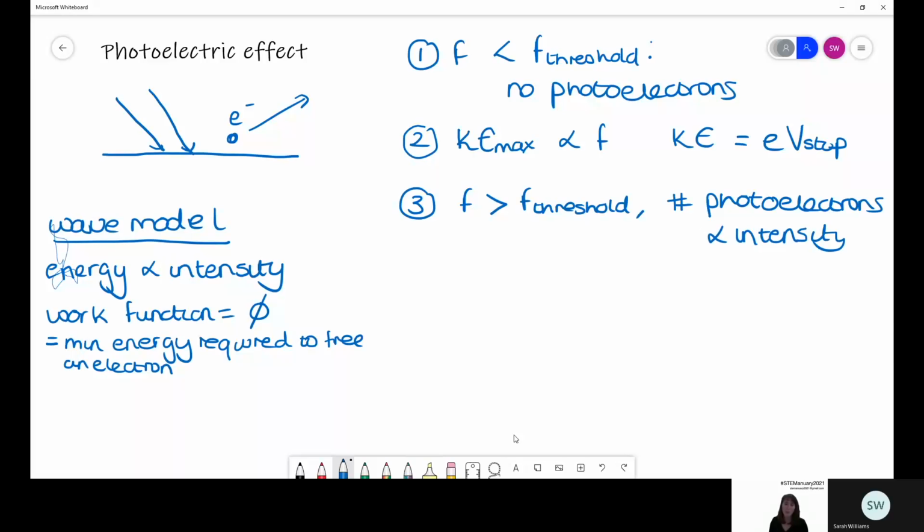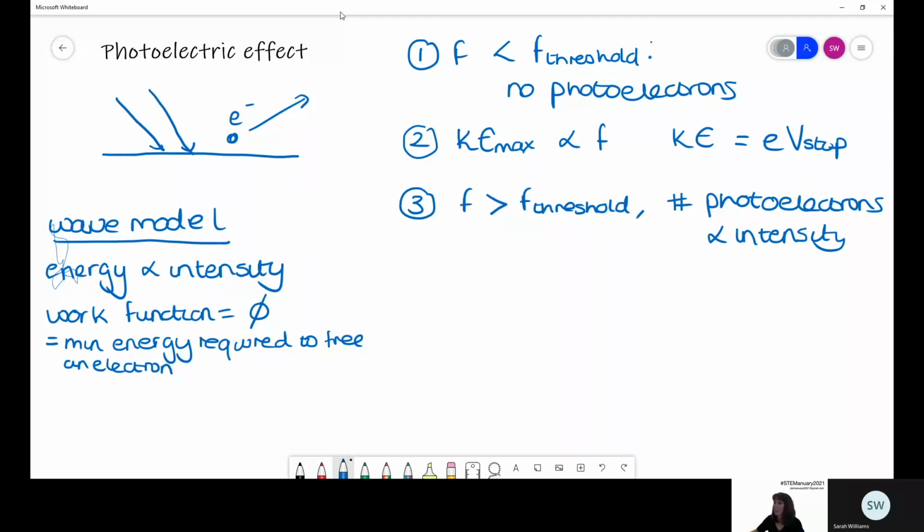However, this wasn't observed in the experiments, and actually, provided the frequency was above the threshold frequency, it was typically observed that photo emission was instantaneous. The other thing is, in the wave model, the energy of the incident radiation depends on the intensity, but doesn't depend on the frequency. So again, this isn't compatible with the set of observations we have on the top right-hand side for the photoelectric effect.